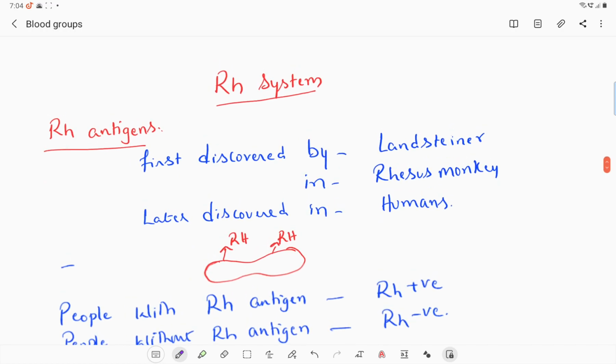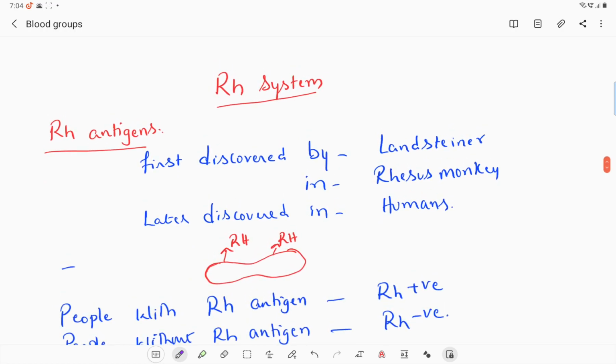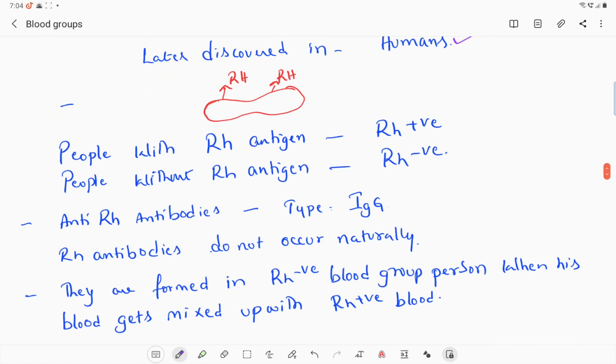Last one, the RH system. The RH system is another system, another antigen. RH antigens were first discovered by Landsteiner in the rhesus monkey. Later they were discovered in humans. The RH antigens are present on the surface of RBC. People with RH antigens are called RH positive. Similarly, people without RH antigens are called RH negative.